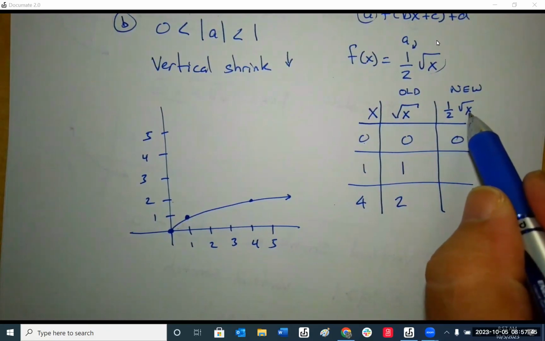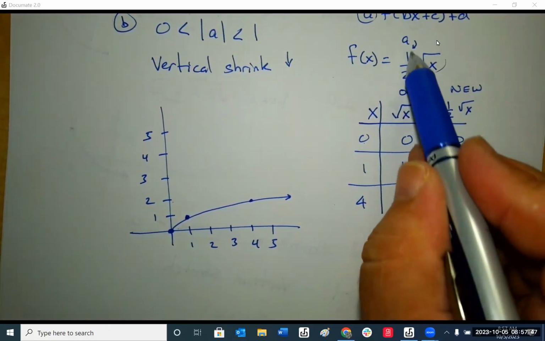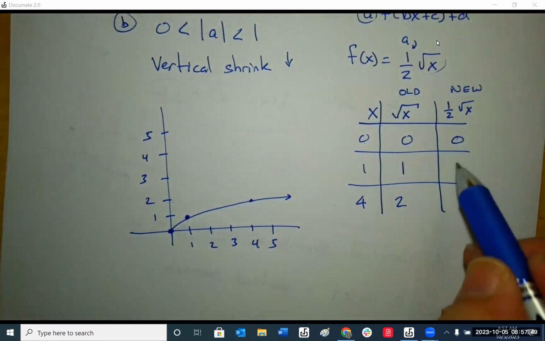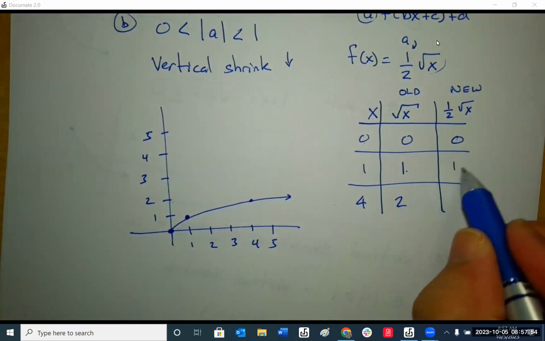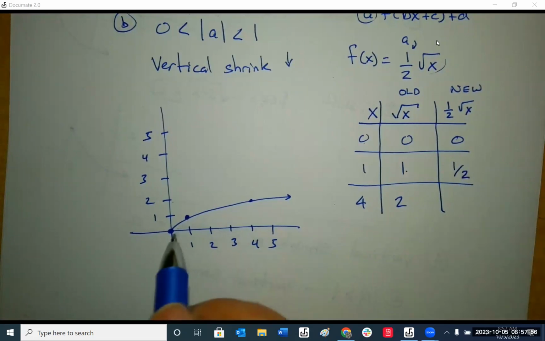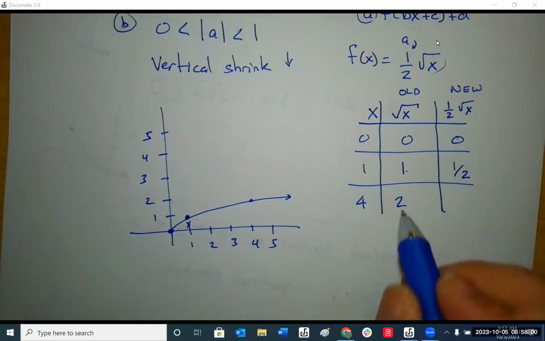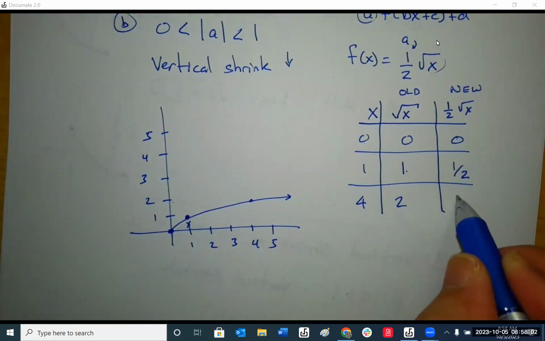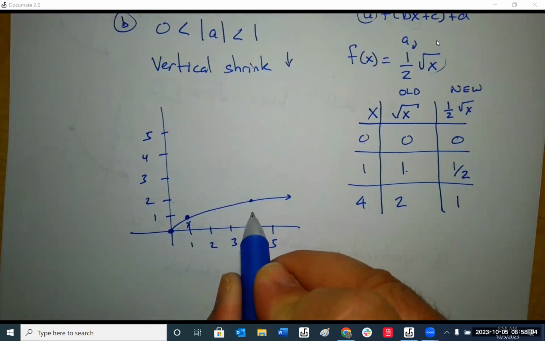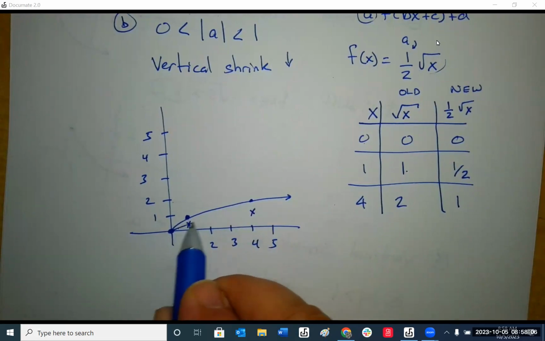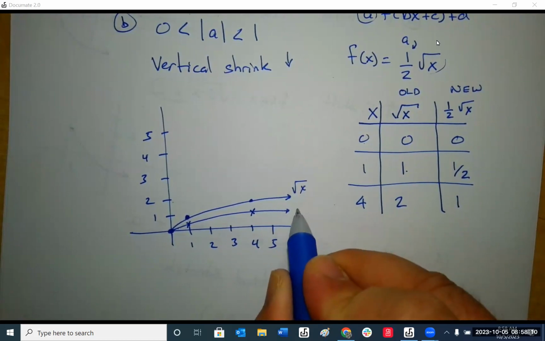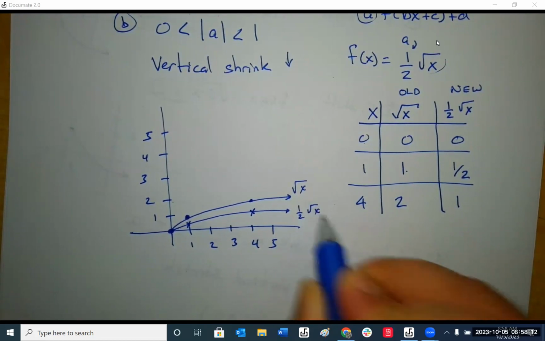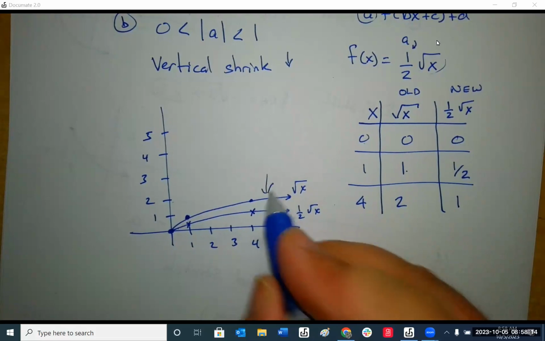But now, for the new one, since my coefficient a is 1/2, I take whatever I have here, divide it by 2. So at 1, I got 1/2. At 4, 2 divided by 2 is 1. You notice how it's being pushed down.